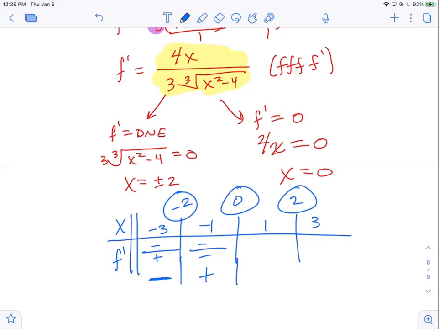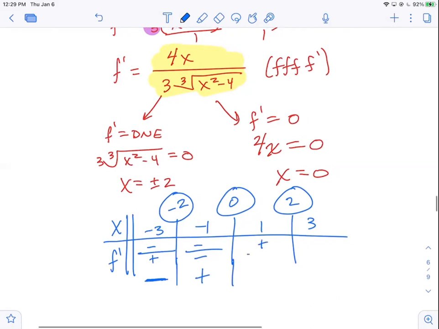In the top, we get a positive. In the bottom, we get a negative. Positive divided by negative is negative. And then we plug in a 3. We get positive, positive. My kind of guy. So that's positive. Right? So we have our signs.